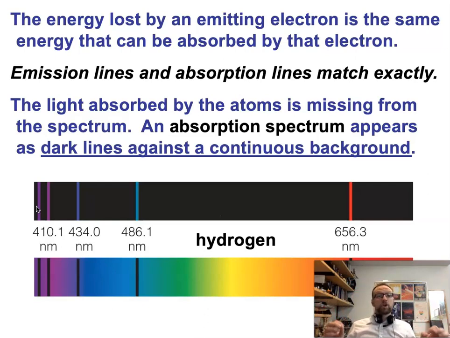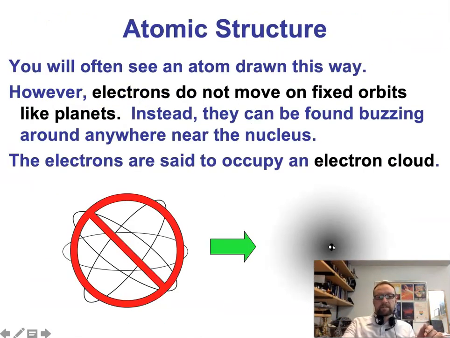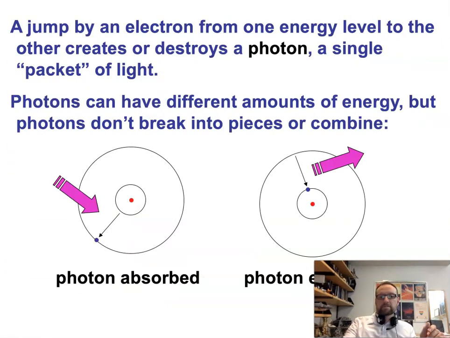What if your gas is cold? Well, if your gas is cold, then all of the electrons are already in the lowest energy level. They're already in the ground state. So they can't lose any more energy. They're already at their minimum energies. They can't lose any more energy. So they're not going to give off light if your gas is cold.